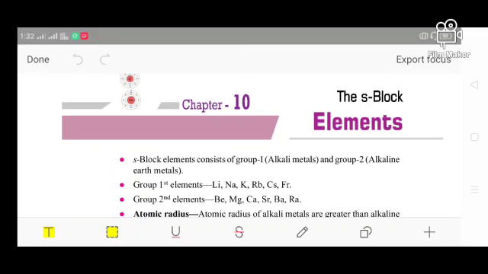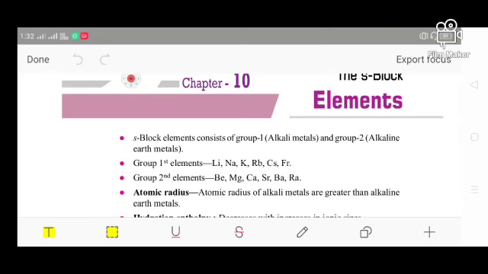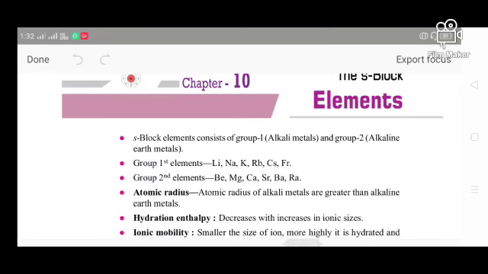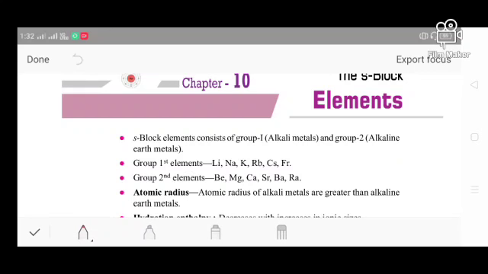Okay, so the S block elements. We know in our periodic table there are totally 4 blocks. One is S, another is P, then D and F. So basically S, P, D, F are the four blocks of the total periodic table.